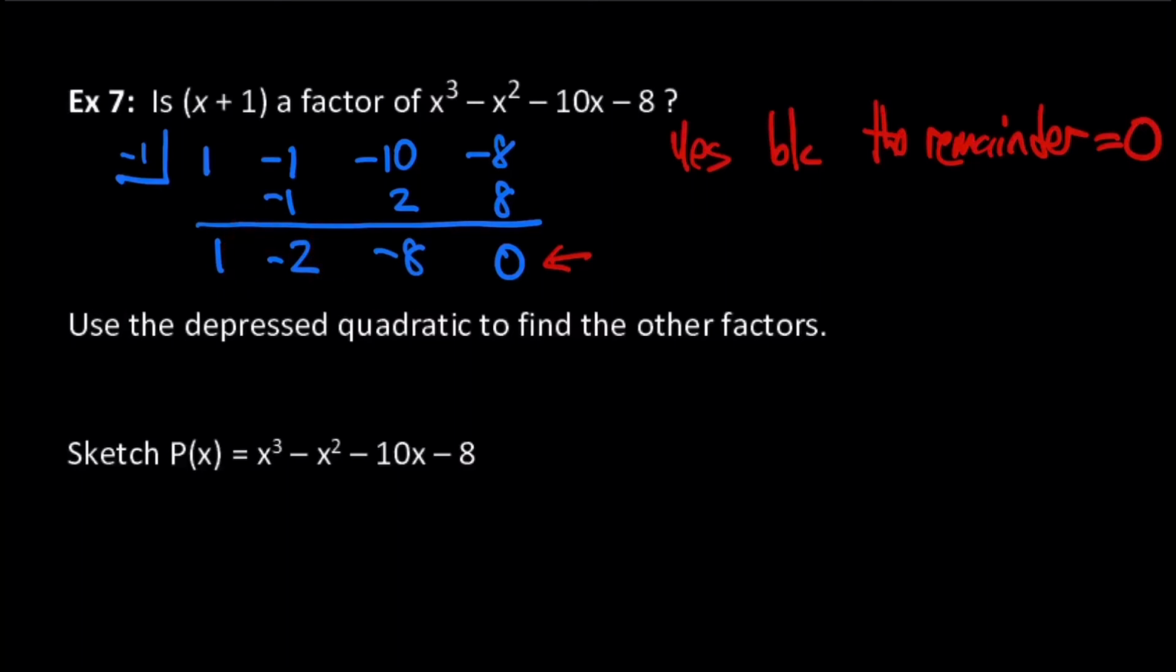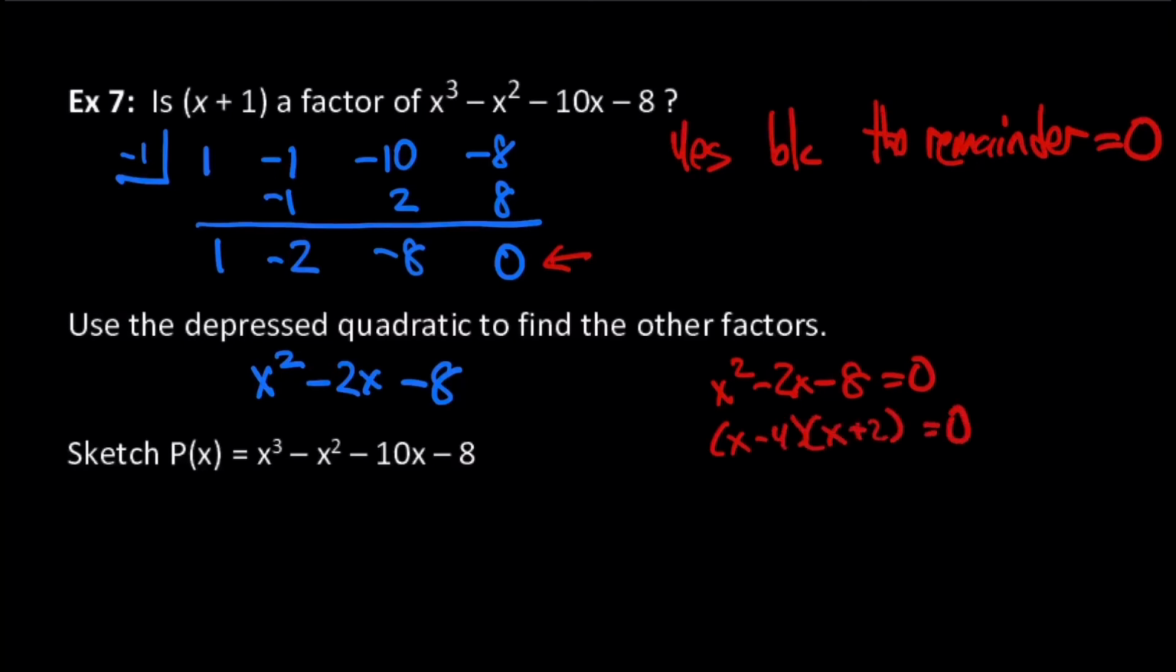So the depressed quadratic, I know it doesn't say to state it, but we should, is going to be x squared minus 2x minus 8. So now to find the other factors, notice, well, hey, this is just a quadratic. So now all I need to do is set that equal to 0 and solve. So x squared minus 2x minus 8 equals 0. That factors x minus 4, x plus 2 equals 0. So x equals 4 and negative 2.